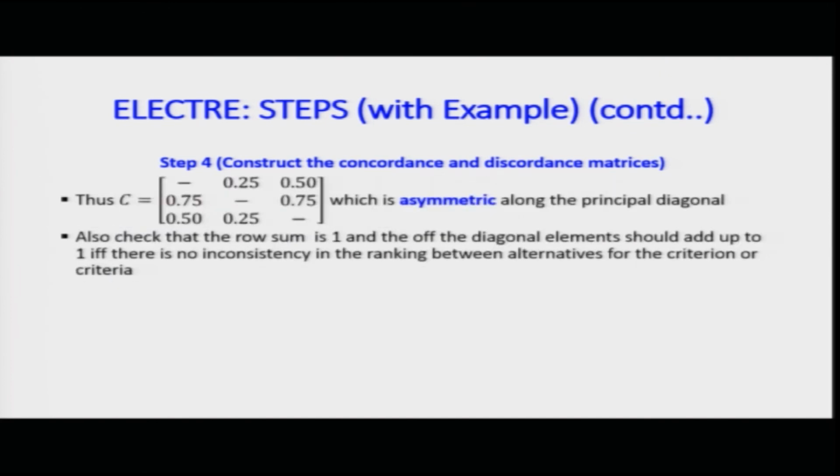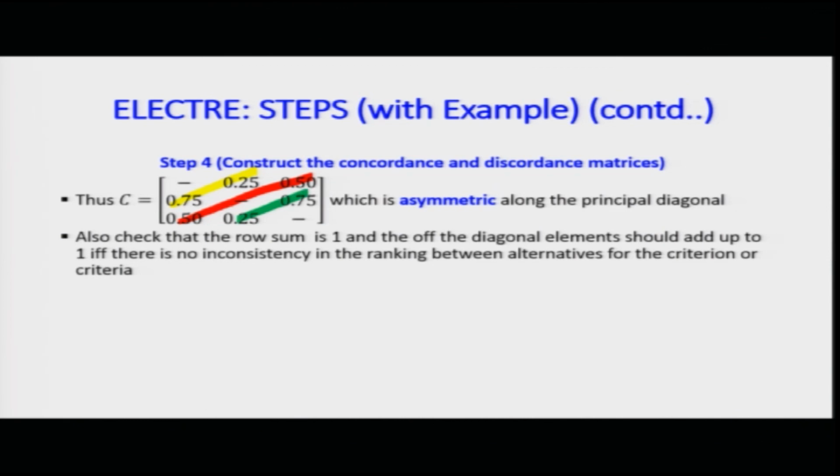So, once I have this, step 4 is to construct the concordance and the discordance matrix. I will only concentrate on the concordance matrix. This should be bold, sorry for that. If you remember, the values are like this. If you consider the first row, second row and third row, the principal diagonal dash value means you are comparing against themselves, so it does not make sense. It is an asymmetric matrix, because the values which you compare along the principal diagonal are not symmetric.